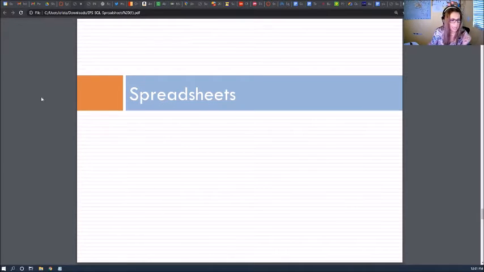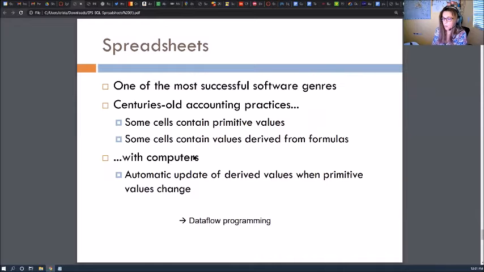Anyway, I trust that everybody has used spreadsheets before. And the interesting thing about spreadsheets is that, again, it's one of the most successful software genres out there. It was perhaps one of the first personal computing applications that came up in the era of personal computers. But it's based on centuries-old accounting practices. That's the important thing. The idea of spreadsheets comes from accounting, from balancing the books.